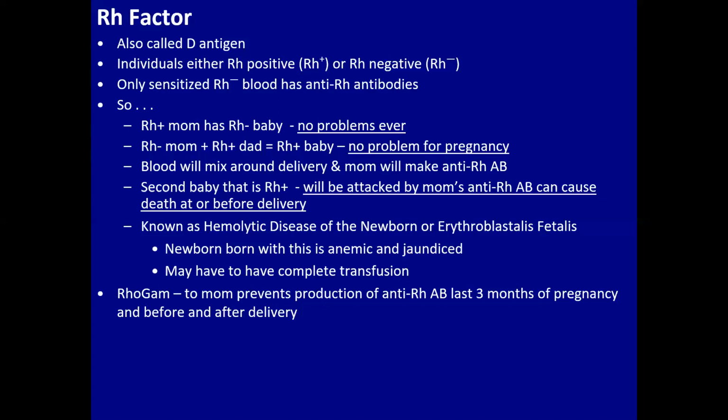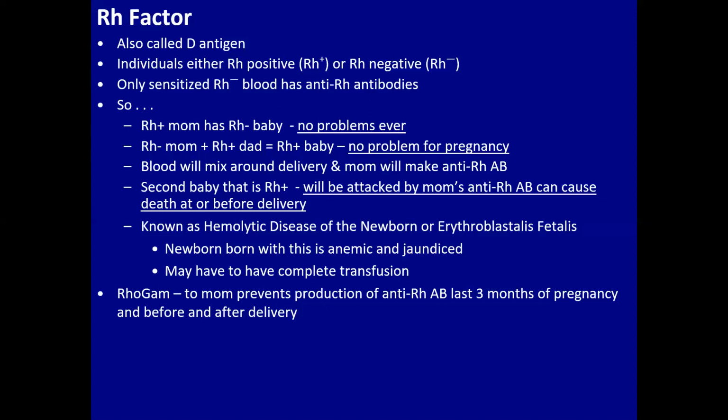That baby is going to be fine. However, when that baby is delivered, there is going to be mixing of blood, and mom is going to make anti-Rh antibodies. So she's going to have rolling through her system these anti-Rh antibodies. If she has a second baby that is Rh positive, those anti-Rh antibodies are going to attack that baby. And that can cause death at or before delivery.